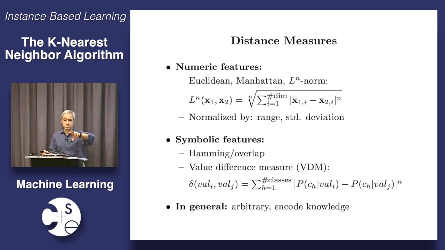For the symbolic features, you use something like the VDM. For the numeric features, you use something like Manhattan distance and so forth. Okay?